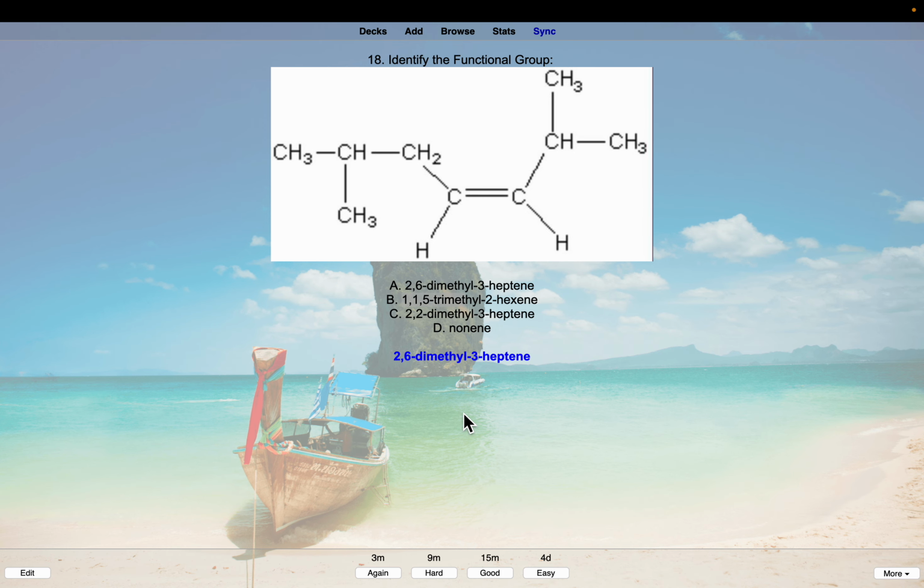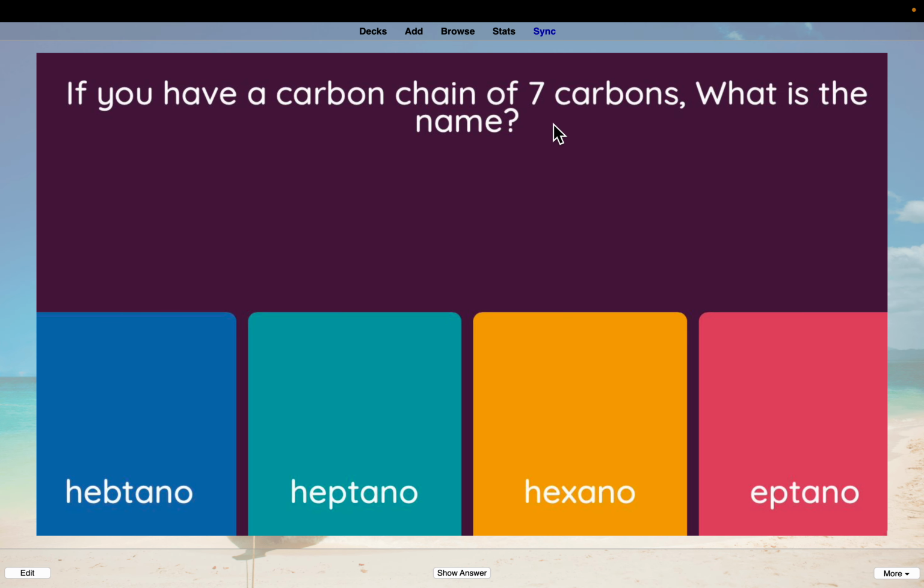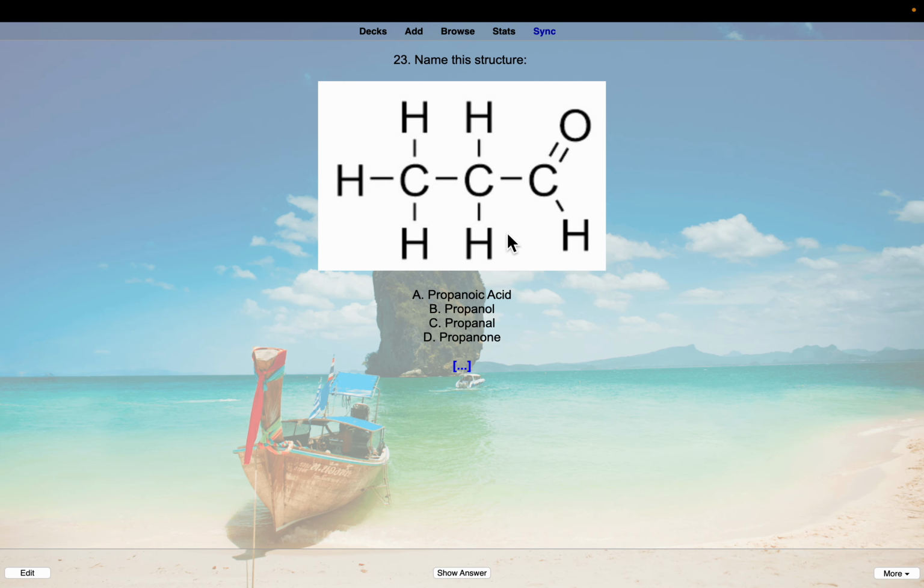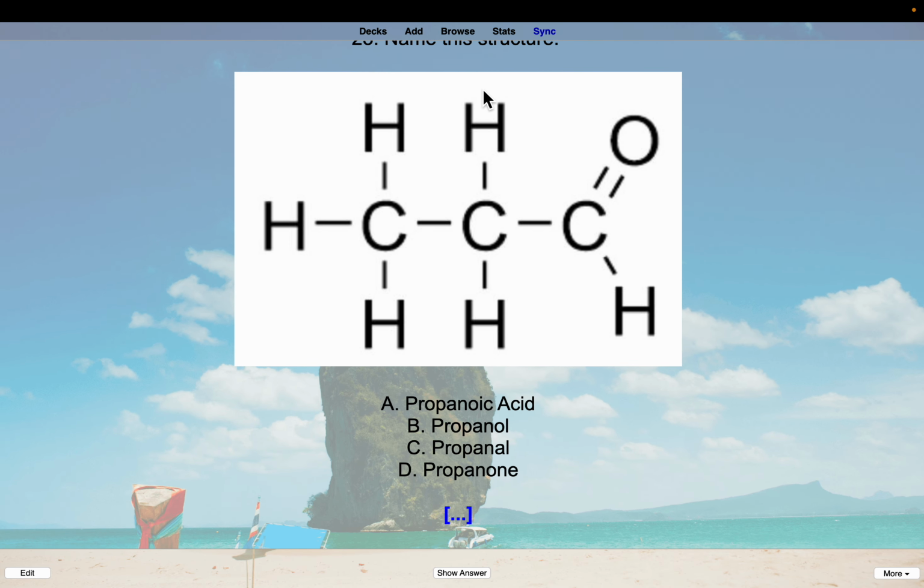We're only onto dimethyl in this scenario. If you have a carbon chain of 7 carbons, what is its name? Heptano or heptane. Heptano. Where is this? Spanish? I'm not sure.